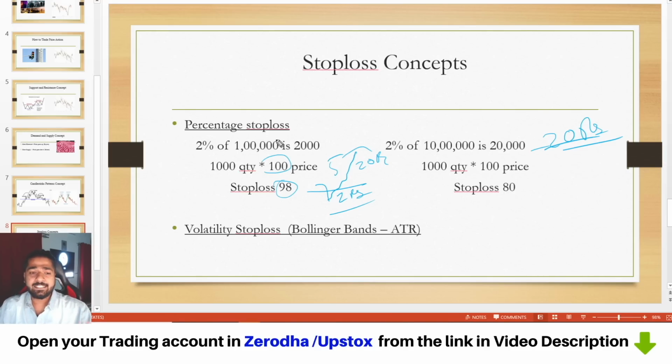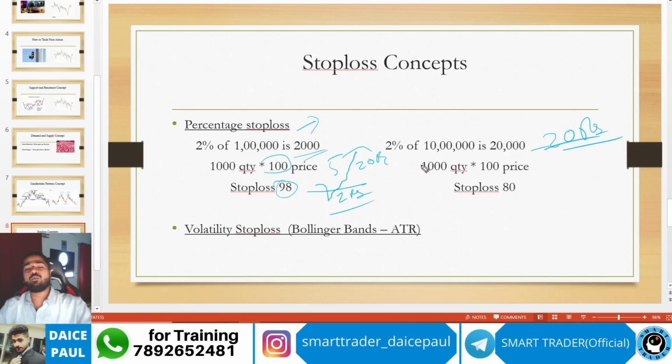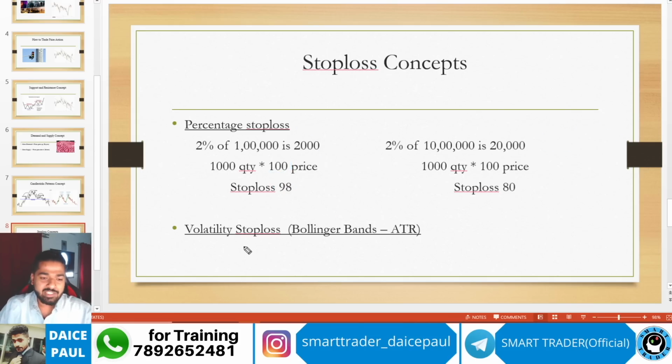So here it doesn't depend on price action. What you want cannot happen. You are ready to take only 2000 loss, but the market will not listen to you. You need to understand what the market is showing you. So I would say volatility stop loss. What the market, the chart, is showing, that stop loss you can consider.